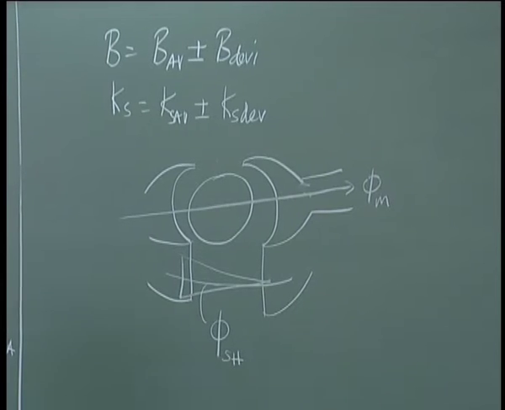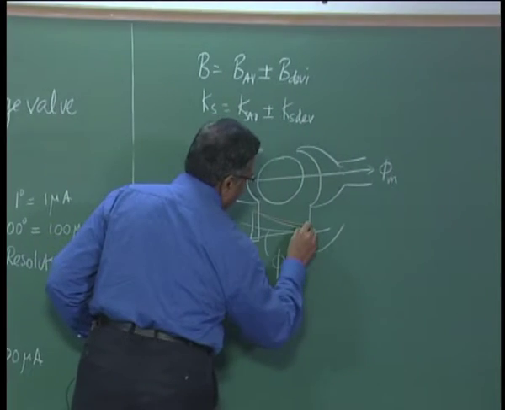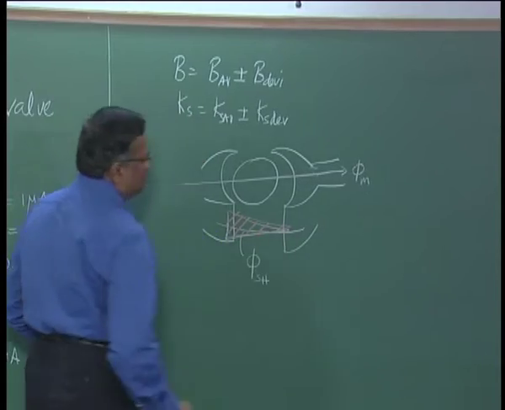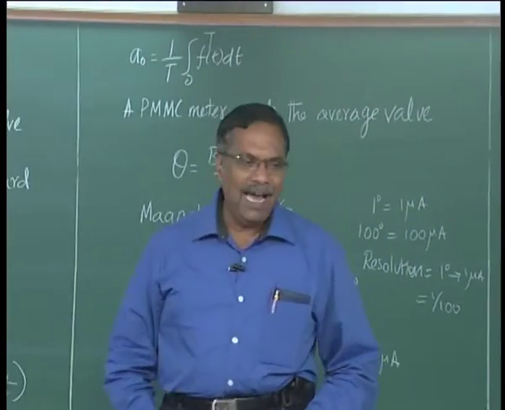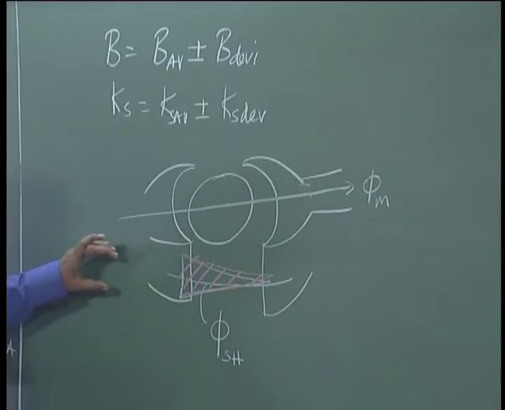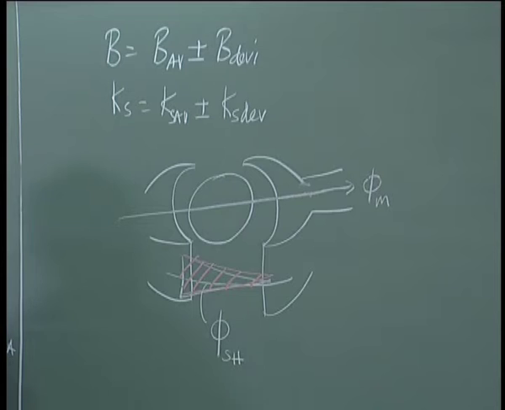Just put a wedge type of, right, something like this, bridging the air gap, right. By adjusting this wedge, right, forward and reverse, the manufacturer can adjust the shunt flux, right.